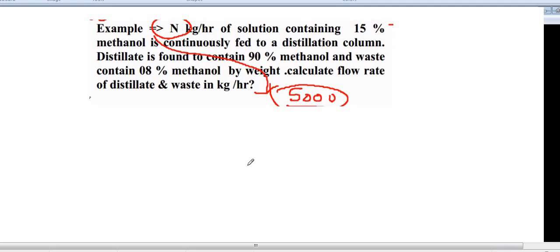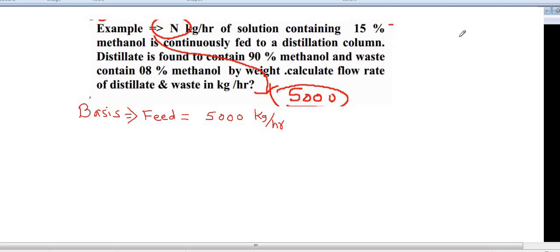Okay, so when you solve such problems, we have to take first basis. So what is the basis for this particular problem? So I just write down the basis. Please concentrate. So we are going to solve this problem with certain data, and in this problem, the feed to the distillation column is given, and that feed quantity is 5000 kg per hour.